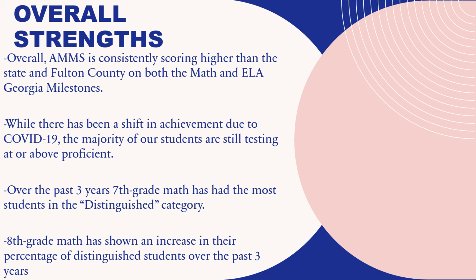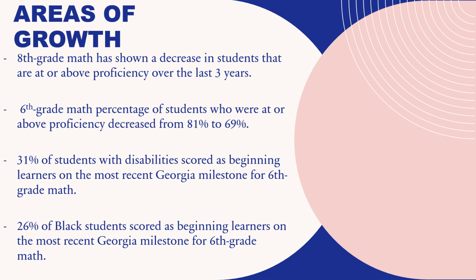And then specifically looking at our different grade levels, over the past 3 years, 7th grade has had the most students in that distinguished category, and they've really kept their scores consistent over the past 3 years. While 8th grade has shown an increase in their percentages of distinguished students over the past 3 years. So even though their graphs were flattening towards the end, they did show a very big increase in distinguished learners. So what are our areas of growth that we talked about? 8th grade math has shown a decrease in students that are at or above proficiency in the last 3 years. In 6th grade math, the percentage of students who were at or above proficiency has decreased from 81% to 69%.